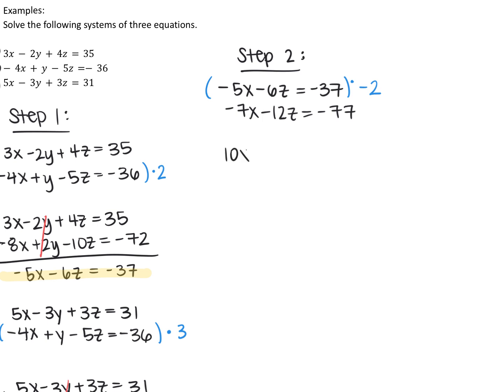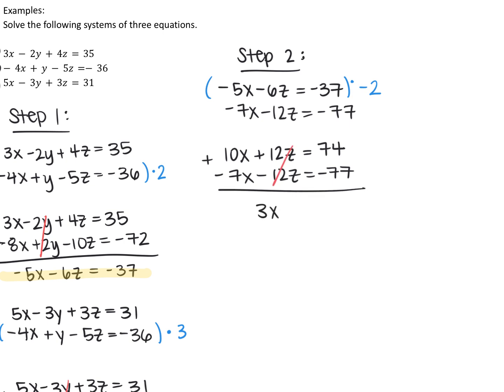So we'll get 10x plus 12z equals 74, and then negative 7x minus 12z equals negative 77. So we're going to add, the z's are going to cancel. We get 3x equals negative 3, divide by 3, and we get x equals negative 1.